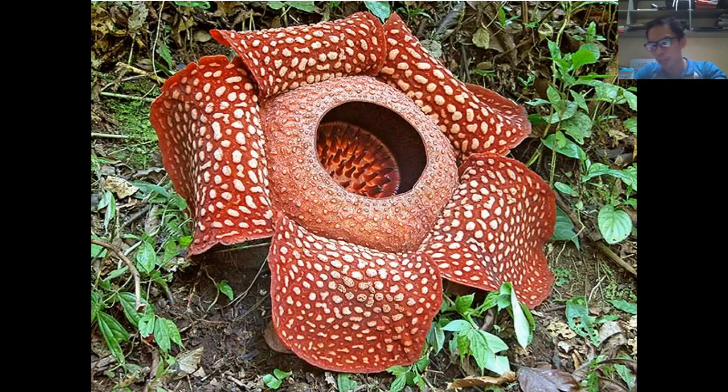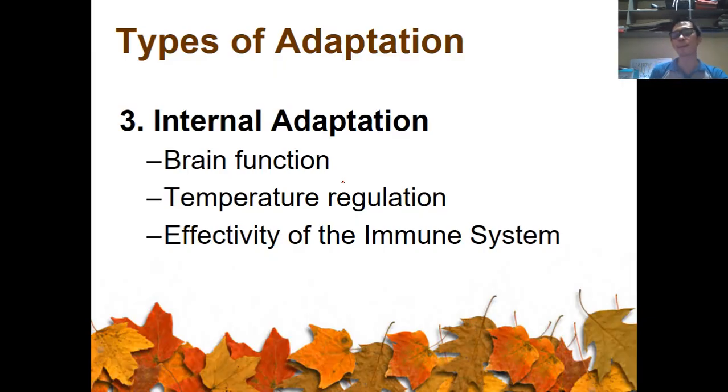Alright, next one, the Rafflesia. So we all know that Rafflesia has a foul odor smell. Even though it has a foul odor smell, it doesn't attract a butterfly or something like that. But it attracts flies, and the flies are the agent of their pollination, or pollinating agents in this process. Alright, so again, co-adaptation.